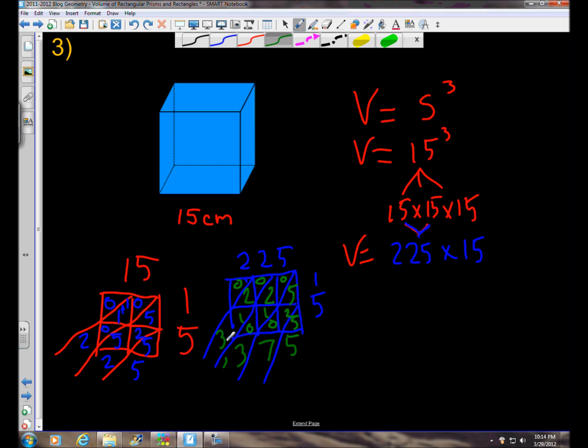So now you've got a number in the thousands. And our volume, I guess we could continue with this color. Volume equals 3,375. And our unit was centimeters, to the third power. So it would take 3,375 cubic centimeters to fill this container.